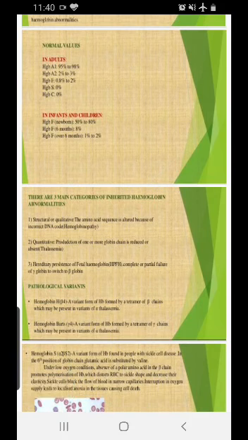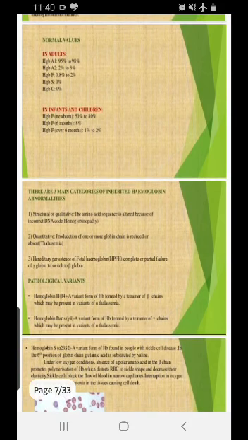So the third one is the hereditary persistence of fetal hemoglobin, in which there is a partial failure of the gamma globulin to switch to beta globulin. So gamma globulin is seen in the fetal HbF. Then, pathological variants, we have hemoglobin H, which is again beta or alpha types.